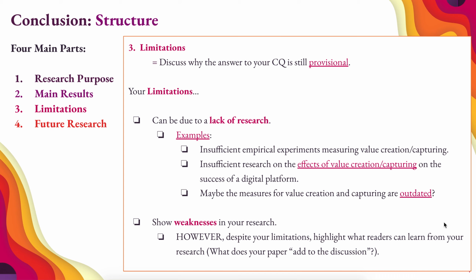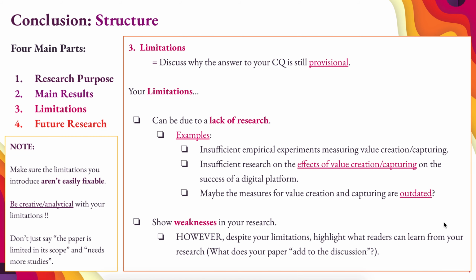And the point of your limitations is to show weaknesses in your research. However, despite these limitations, you can highlight what readers can benefit from by reading your research paper. So even though you do have limitations, as all research papers do, what does your paper add? What is good about your paper, and why is it still important that you wrote about this topic?